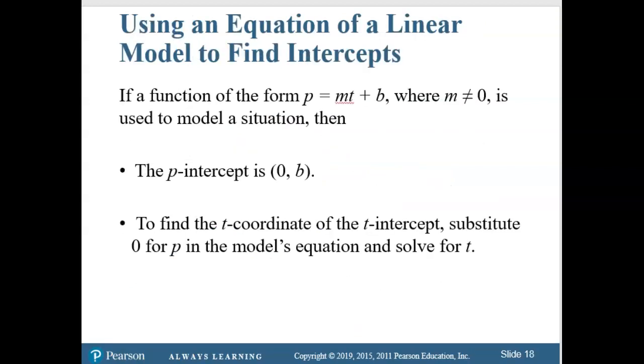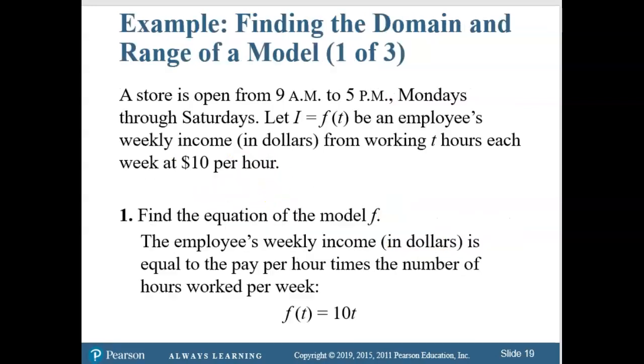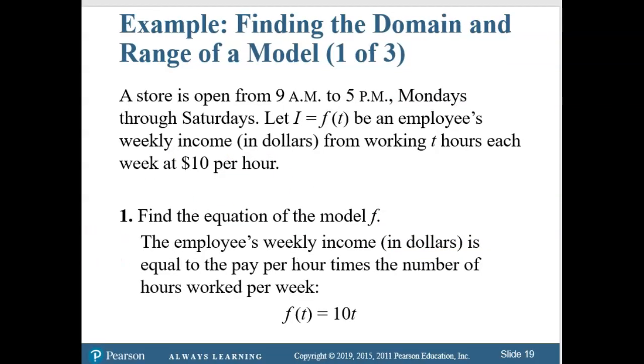Okay, welcome back. So just remember that when we're finding the intercepts, as I mentioned before, you're always looking for the opposite value to be equal to 0. So keep that in mind, that if you're looking for the t-intercept, p is equal to 0. If you're looking for the p-intercept, t is equal to 0. So let's take a look at this.